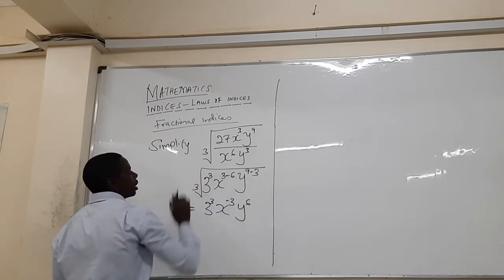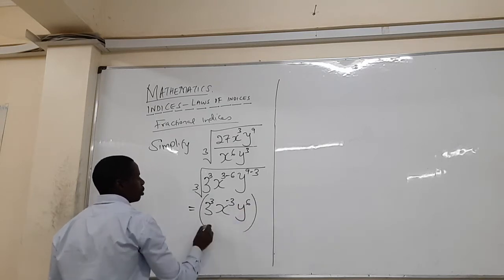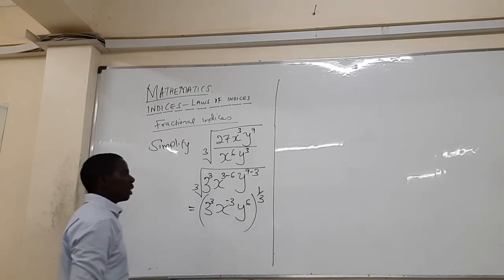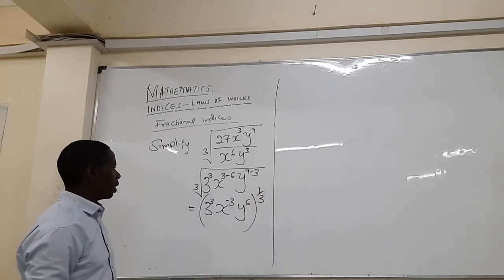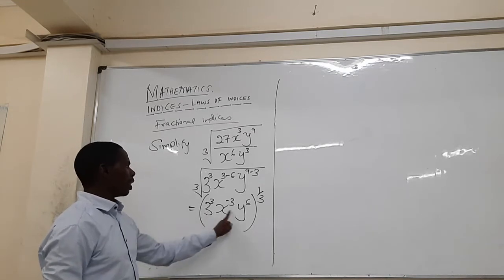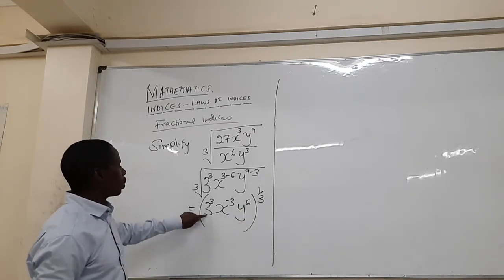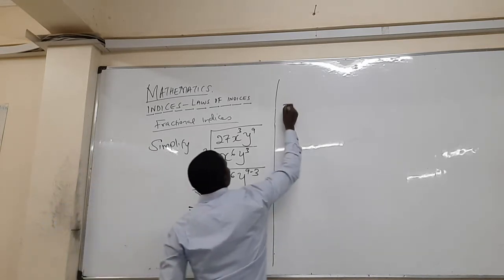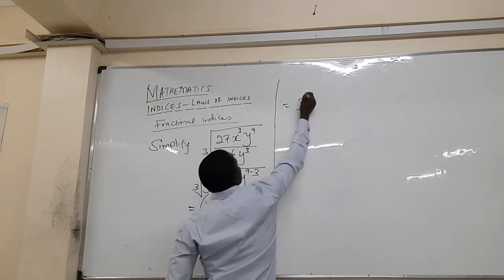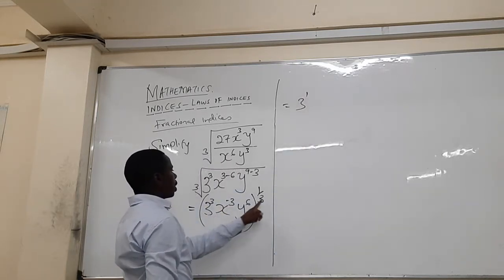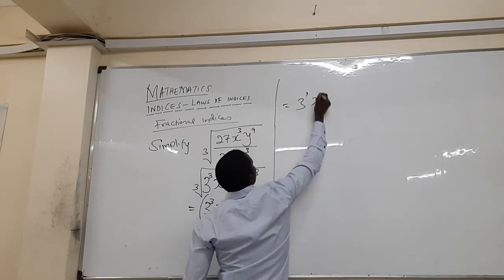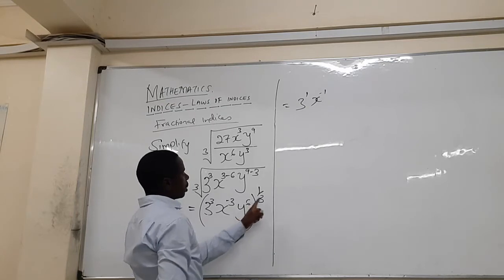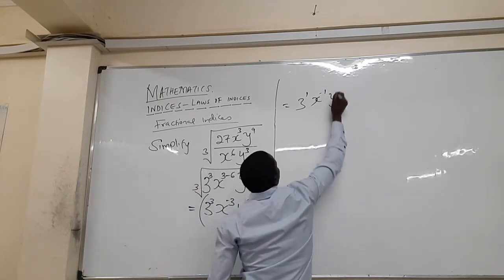Then this cube root here, we can write as a fractional index, which is going to be a third. You can just go backward on the right side. So in another case, we are multiplying everything by a third. So 3 power 3 times a third is going to be 3 power 1. Then minus 3 times a third is x power minus 1. And then y power 6 times a third is y power 2.